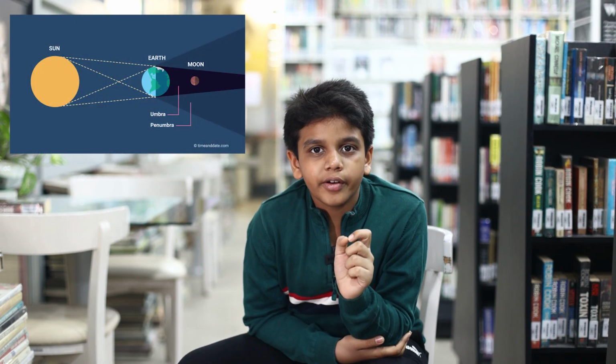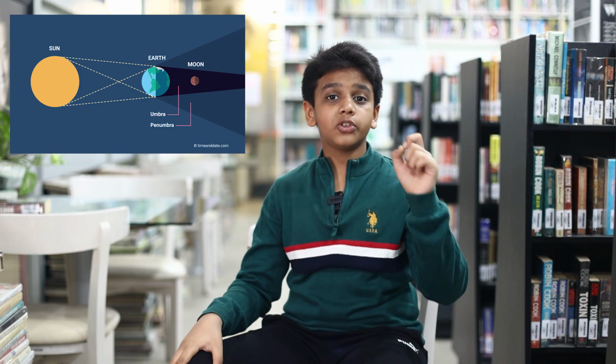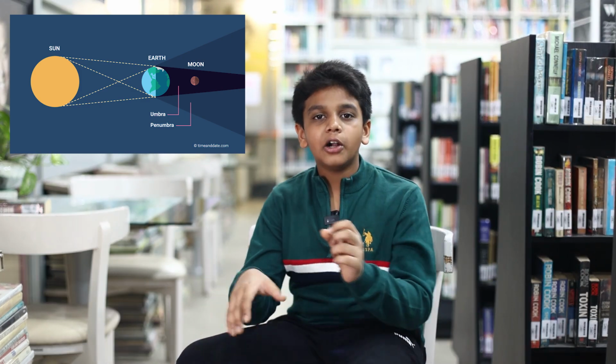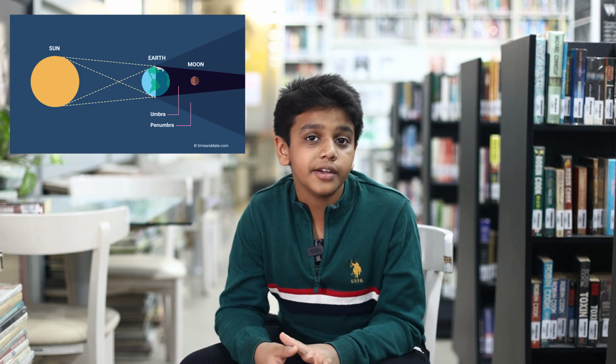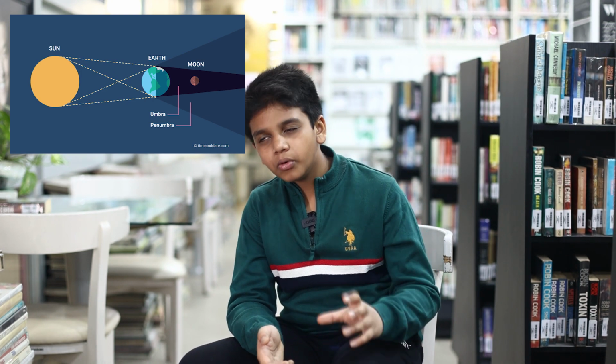So when the umbra region is on the earth, that's when you receive a total solar eclipse. Same with the moon. If the moon's in the umbra region, that's a total lunar eclipse. But the part of the earth receiving the penumbra region gets a partial solar eclipse. And if the moon is in the penumbra region, that's a partial lunar eclipse. And on and on. And we're done with physics.